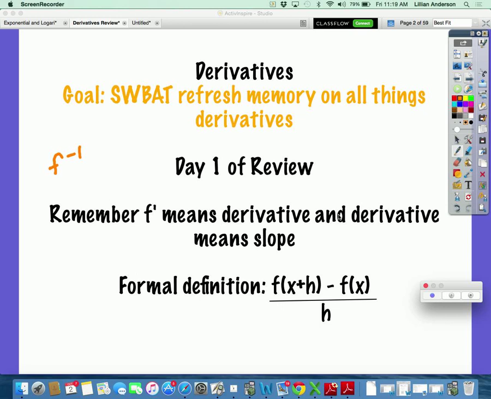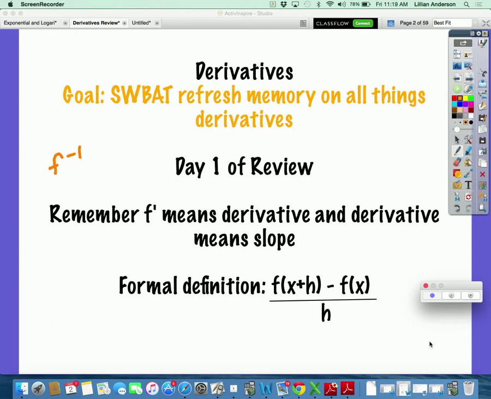Refreshing your memory on derivatives. Day one. Okay, so again, with the apostrophe, that means derivative. Not to be confused with this, which means what again? Inverse. Inverse, okay? And realize that derivative is basically another word for slope. When you find a derivative, you're basically finding the slope of a curve at a particular point. Okay? That's what derivative is.